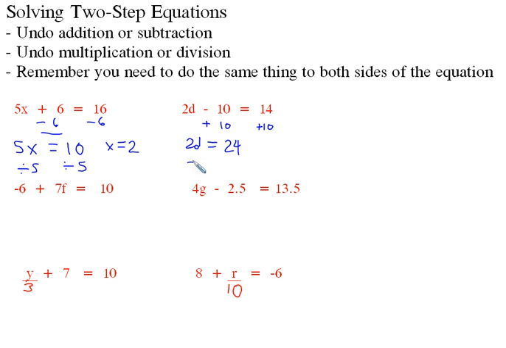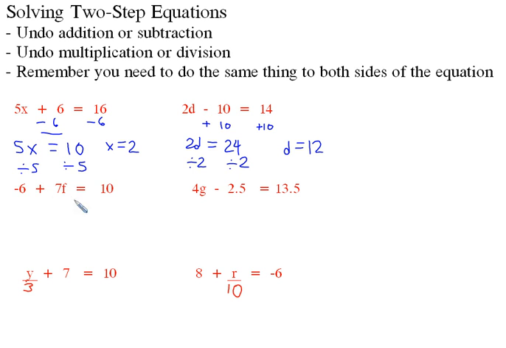Now we divide both sides by 2, because we have to get rid of that 2 in front, the coefficient. So 2 divided by 2 is just going to be 1d left over. And 24 divided by 2 is going to be 12.